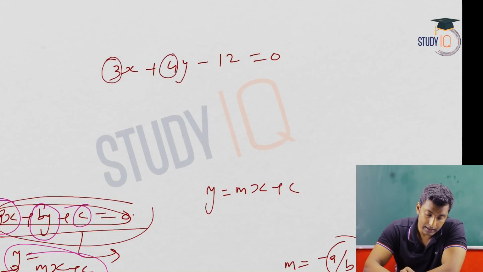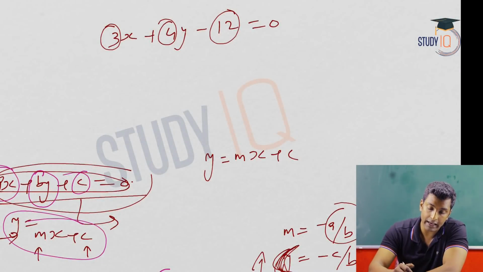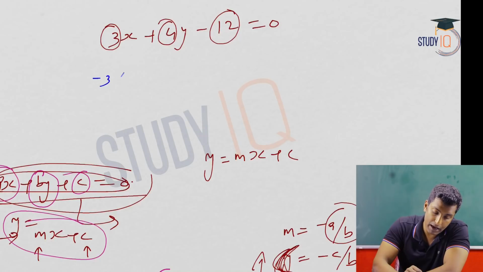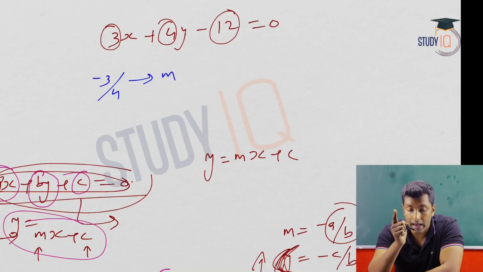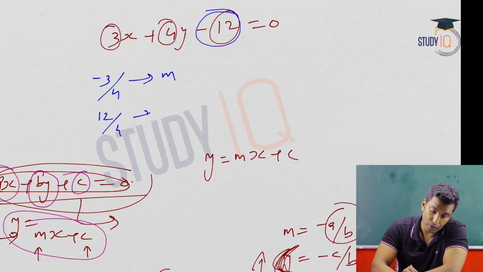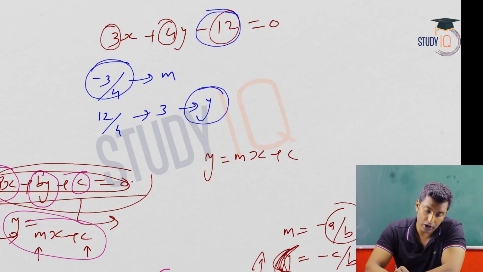This is your a, this is your b, this is your c. I need to convert into slope-intercept form, right? So slope-intercept form means minus a by b, minus 3 by 4 will give you your slope. Now minus c by b will give you your y-intercept. So minus c means plus 12, so 12 by 4, which is equal to 3, that is your y-intercept. So you got your slope and you got the y-intercept.